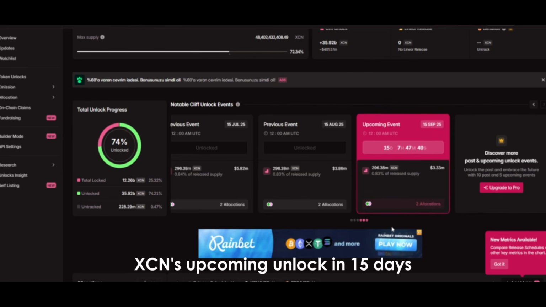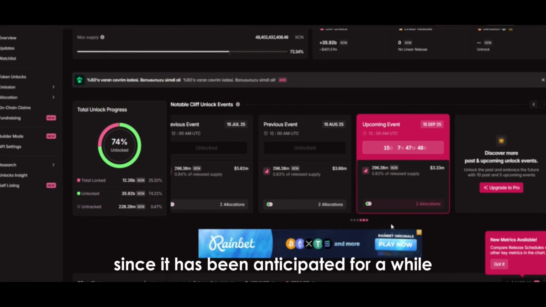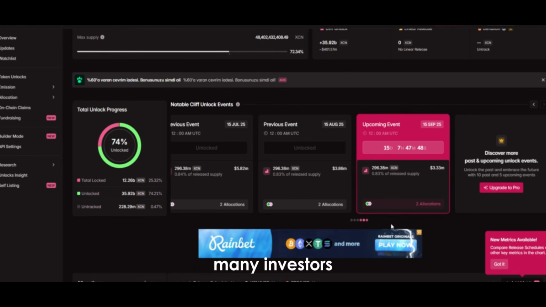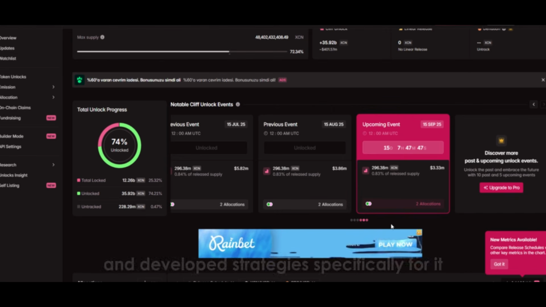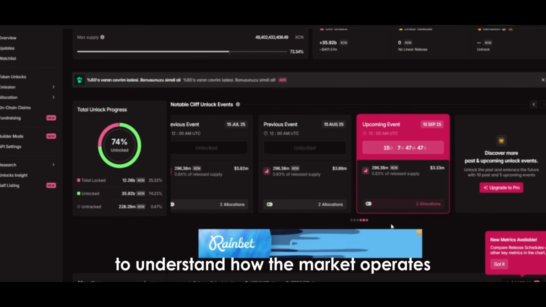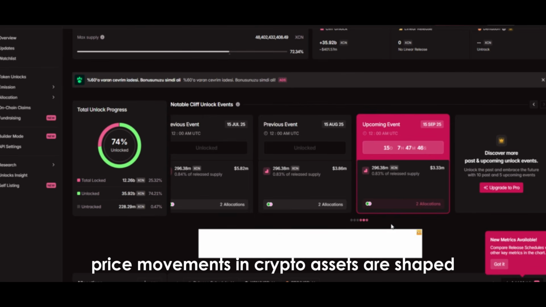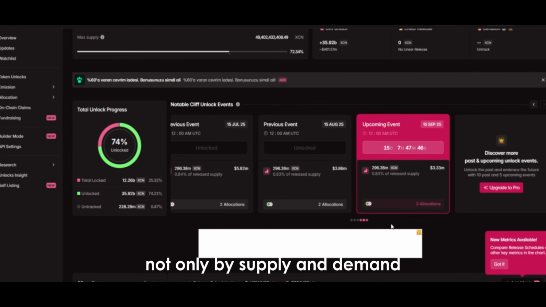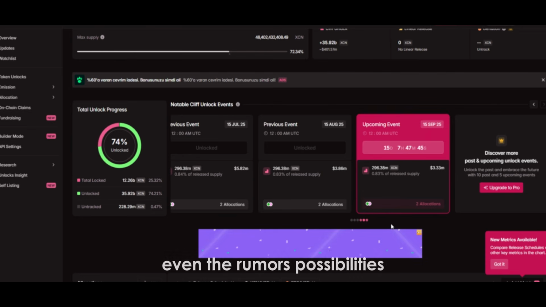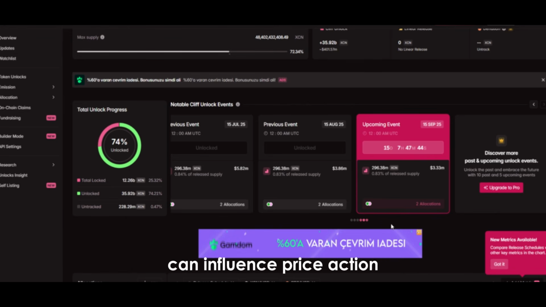XCN's upcoming unlock in 15 days can be seen as a turning point. Since it has been anticipated for a while, many investors have already marked this date on their calendars and developed strategies specifically for it. To understand how the market operates, it's important to know this. Price movements in crypto assets are shaped not only by supply and demand, but also by expectations. In other words, even the rumors, possibilities, hopes, and fears circulating among investors before an event can influence price action.